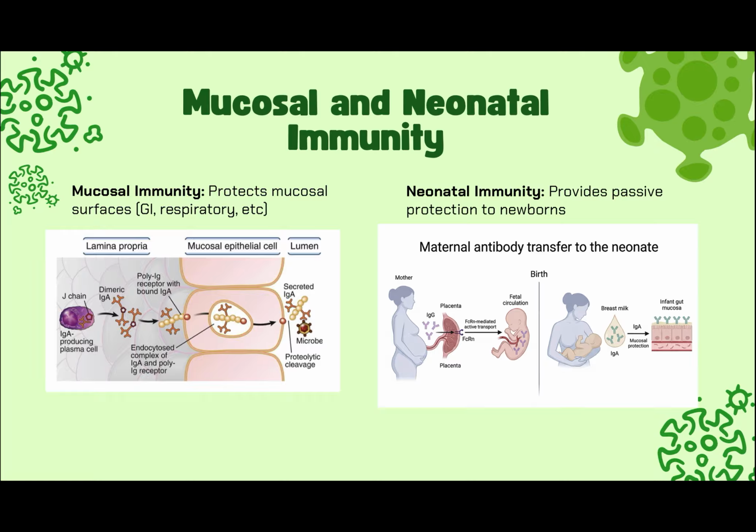Before birth, it is done through the placenta with IgG crossing the placenta via Fc receptors, and it protects the fetus before birth. And then after birth, it is done with breast milk, which is rich in IgA and protects mucosal surfaces of the infant, the gut especially.